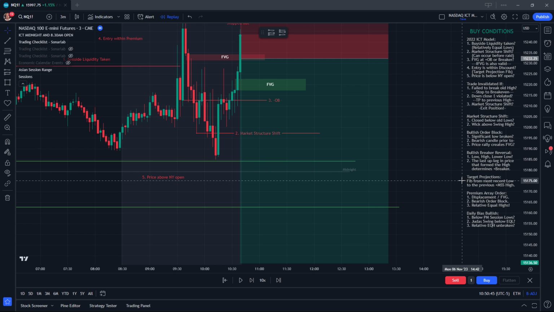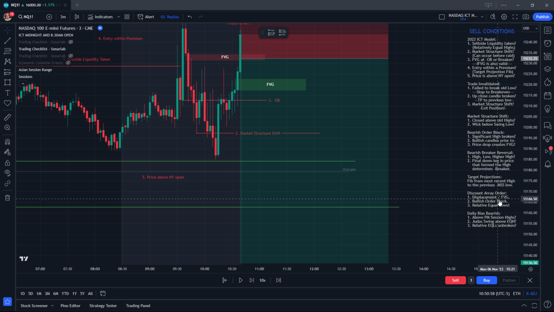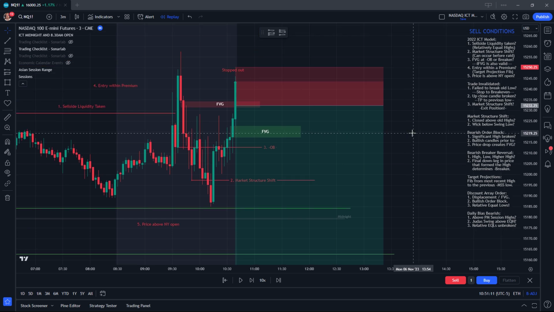After it's reached there, it's then going to seek a... Am I using the wrong? Am I looking for discount arrays? Yeah, that's right. I'm sorry. I'm looking for discount arrays for a sell. Yeah, that's why I wrote them here. Displacement fair value gap, bullish order block.